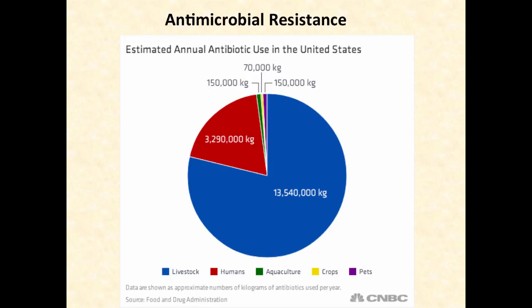However, if we really are honest and we look at the annual estimated antibiotic use in just our country, what we find is that the red piece of this pie is all antibiotic use in humans. And then the blue piece, which is the vast majority of this pie, is antibiotic use in livestock. In fact, the vast majority of antibiotic use is in agricultural settings. And it's not even always to treat ill animals.